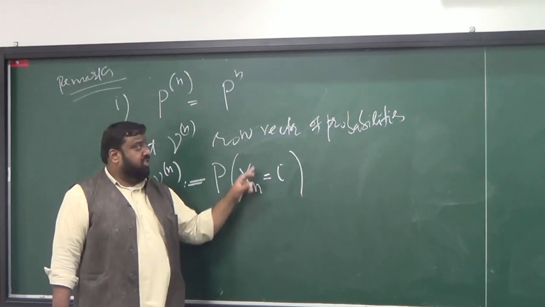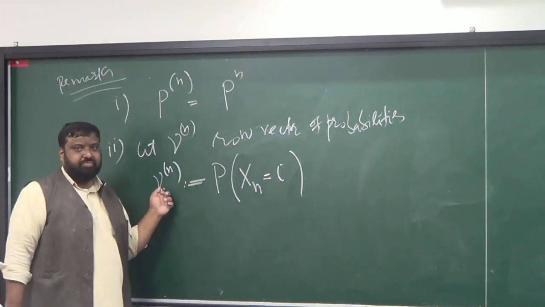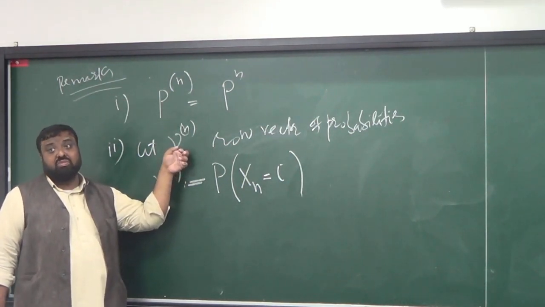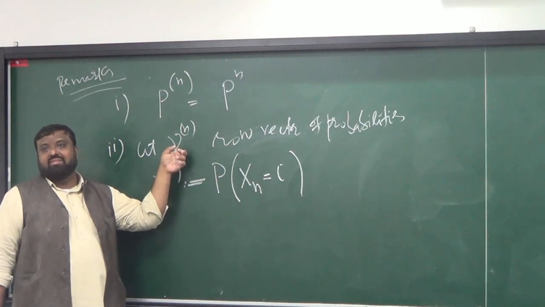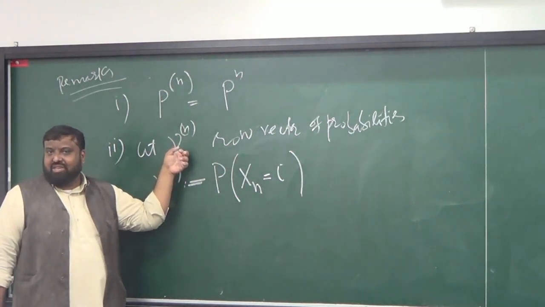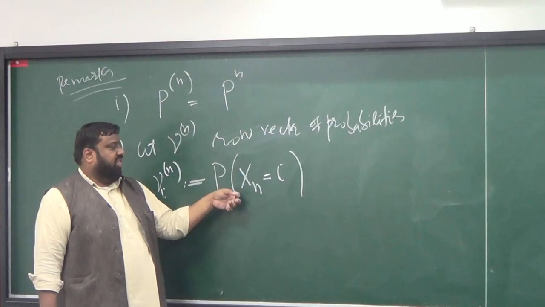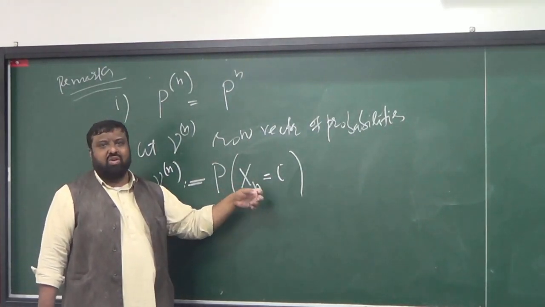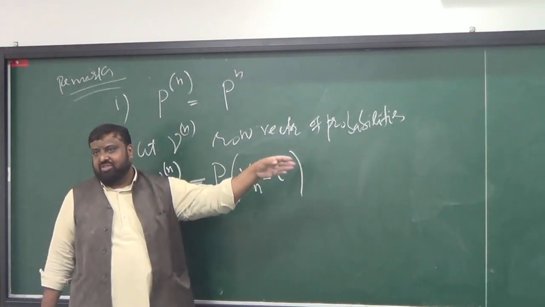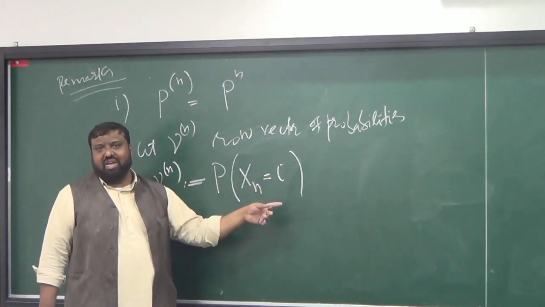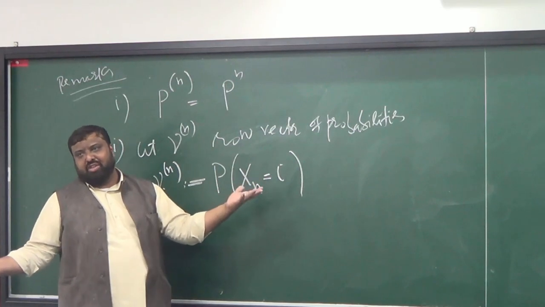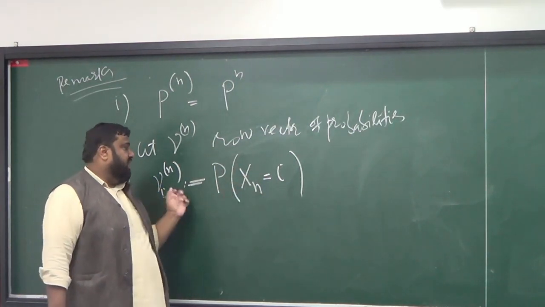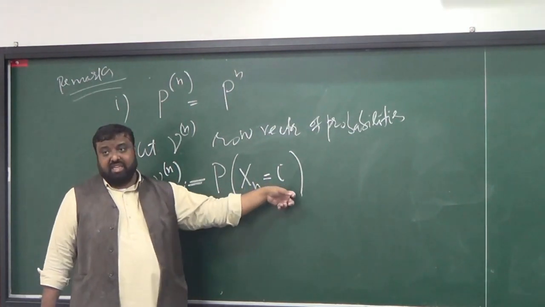So what would be the dimension of this vector? Can you guess? How many entries are going to be in this vector? As many as the states you have, because X_n can be in state 0 or 1 or 2 or 3. If you are talking about a finite number of states, then it makes more sense.